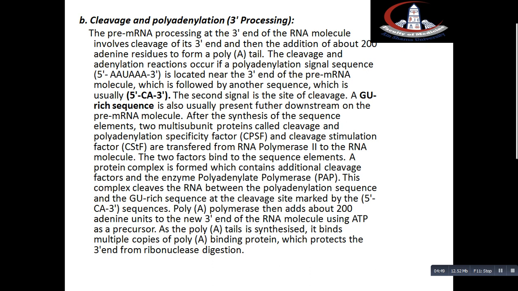The third post-transcriptional modification is the splicing. RNA splicing is the process by which introns, which are the regions of RNA that do not code for protein, are removed from the pre-messenger RNA, and the remaining exons connected to reform a single continuous molecule.